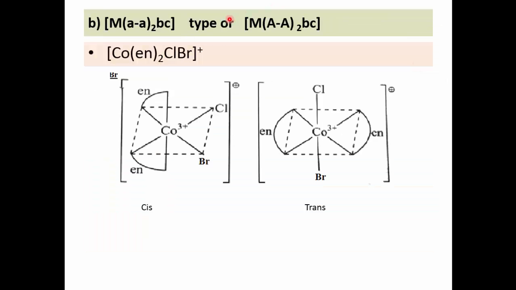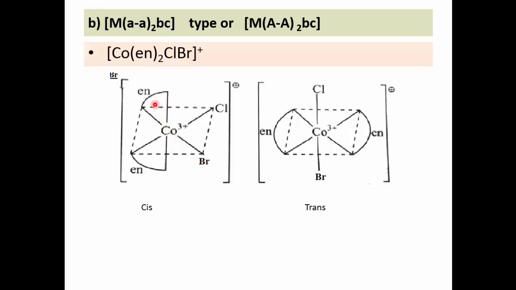Next one, type second, MAA2BC. Same symmetrical chelating ligand is present, but 2 different monodentate ligands are present. It is also represented with the help of this formula. So again, example, cobalt, 2 ethylene diamine molecules are attached. Now the ligands are chloride and bromide. Okay, monodentate ligands. So this is the structure. In this case, to this cobalt ion, one chloride and another bromide ion are attached.